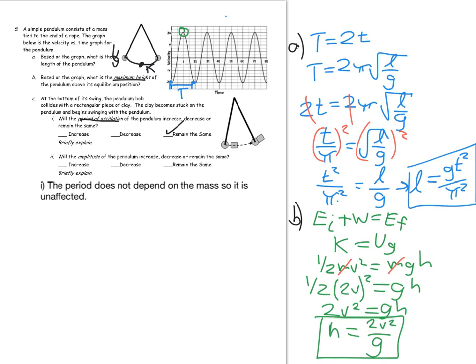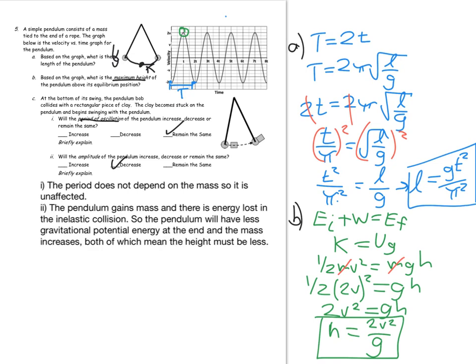Number one, there's no way we're gaining energy in this case. There's nothing that's going to add to the energy of the system. But if we really think about it, we actually can say that we're losing energy in this case. This right here represents an inelastic collision. And so that means some energy will be lost in that collision. So our amplitude must decrease when this happens, because not only did we increase our mass, but we're also losing energy in that inelastic collision. And so there's no way it will swing up to as great of a height as it did before.